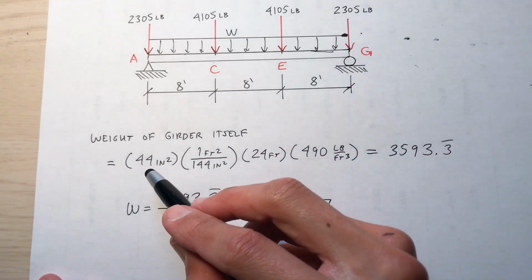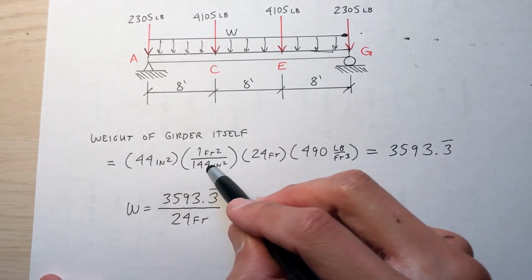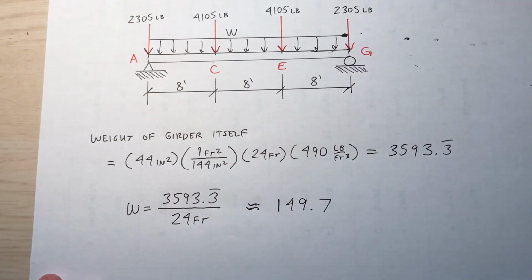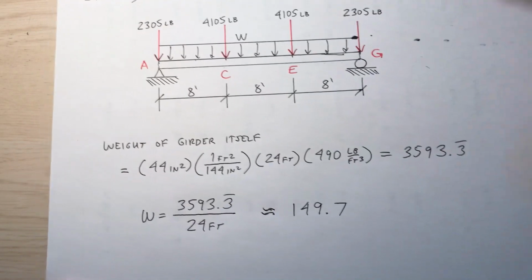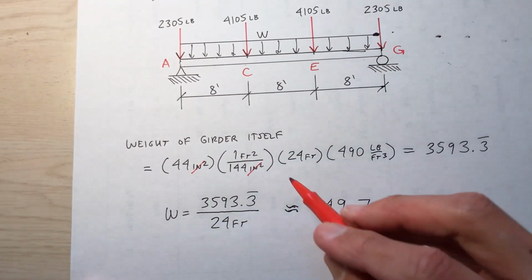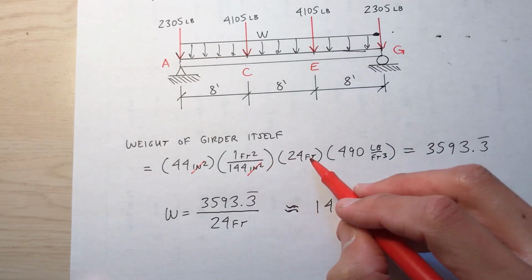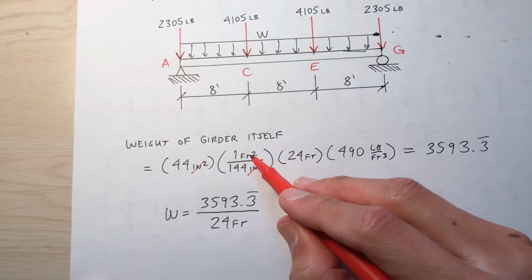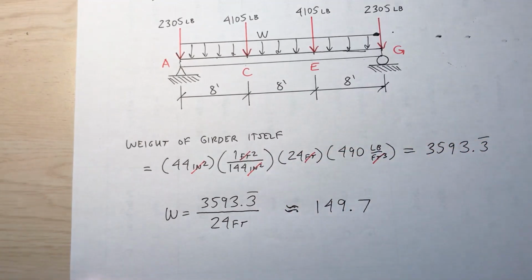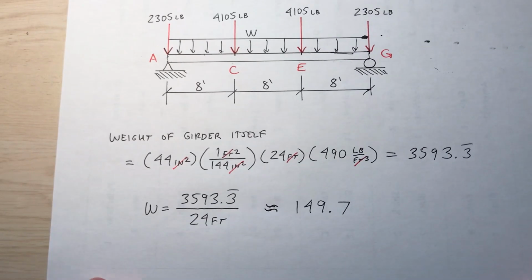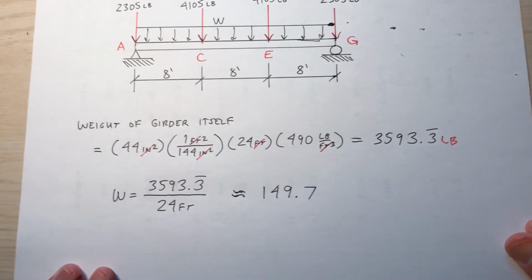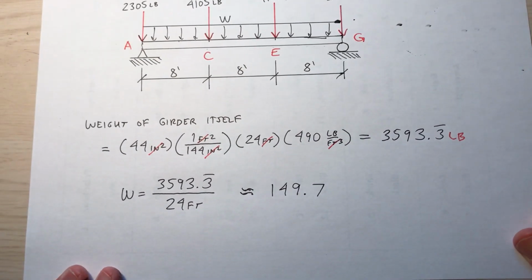Okay, so in the directions it told you 44 square inches. This is for converting to square feet. Okay, remember the factor label method? How are the units going to work out? Square inches cancels with square inches. So I'll have square feet times feet. That's 24 foot length. Square feet times feet is cubic feet. So that's cubic feet, that's cubic feet. So those will cancel according to the factor label method. So that'll leave me with pounds. So that's the weight of the girder itself.